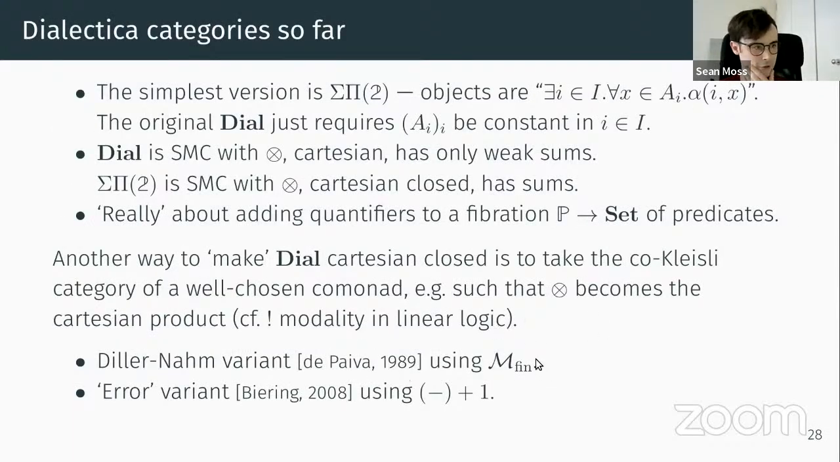Okay, so I don't want to tell you what the comonads are because it's a bit complicated, but the main one is the Diller-Nahm variant using the finite multisets monad, which is just a way of saying the free commutative monoid monad. And that's what I'm going to talk about in the very last few slides. The other one is the error variant, where wherever you see finite multisets in what's coming next, you can put plus 1. That doesn't give you a Cartesian closed category in the end, but it does give you a weakly Cartesian closed one, which means that its idempotent completion is Cartesian closed.